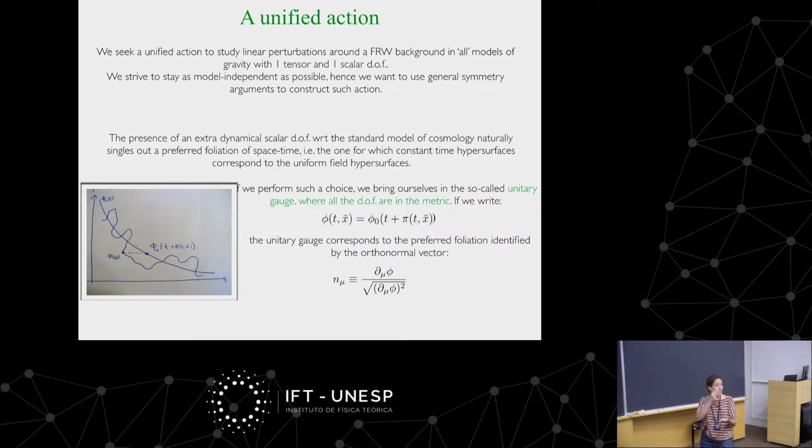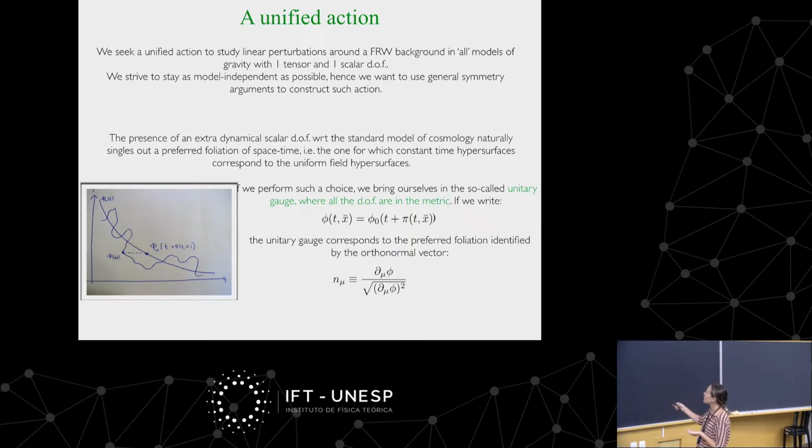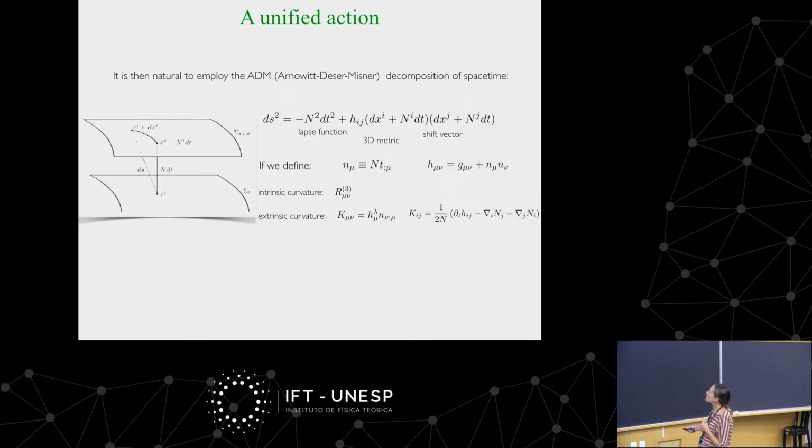It's like the scalar field becomes your new clock. It gives you a natural direction of flow for your time, and you adjust your spatial hypersurfaces, those of constant time, to correspond also to those of uniform scalar field. So this is the unit vector. This is just to make it a unit vector, the normalization down here, that indicates that it is orthogonal to your spatial hypersurfaces.